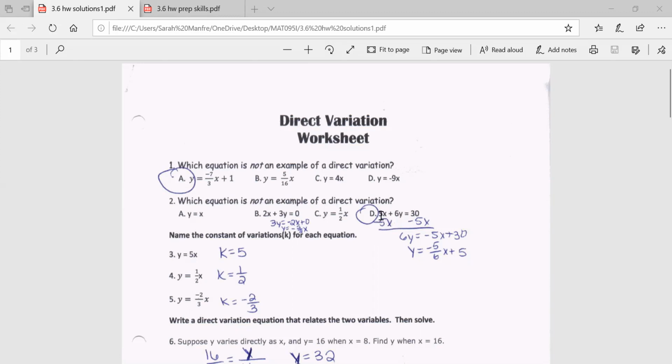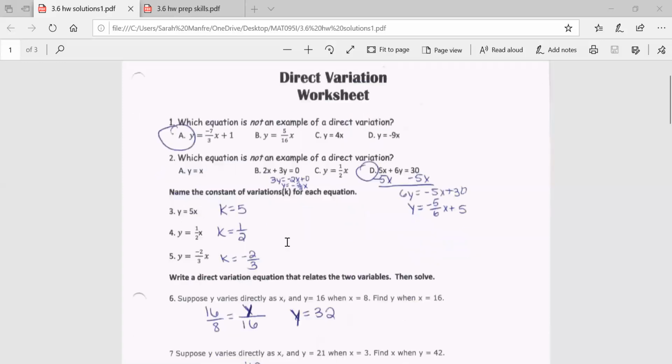And if you solve D, so if I subtract 5x from both sides, then you get 6y equals negative 5x plus 30, divide by 6. This is a mistake. This one is not correct. I should have circled B because it has a +0 here. So this is a very bad mistake. Make sure that you have B as the correct answer and not D. I have all my work too. I don't know why I circled D.